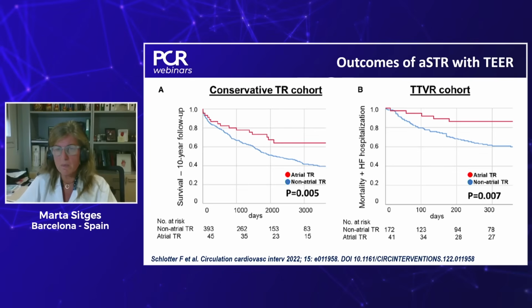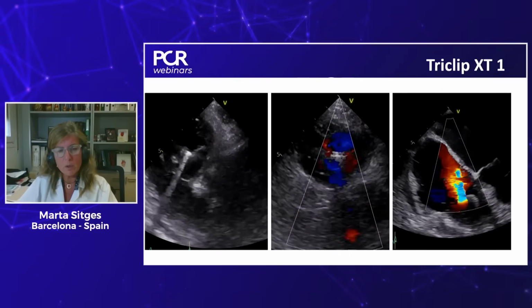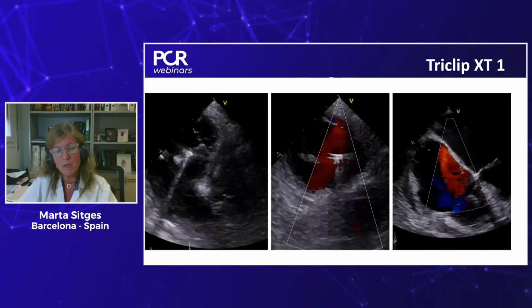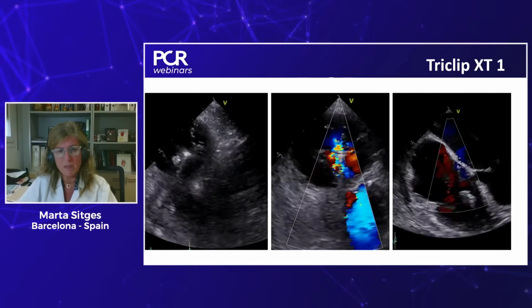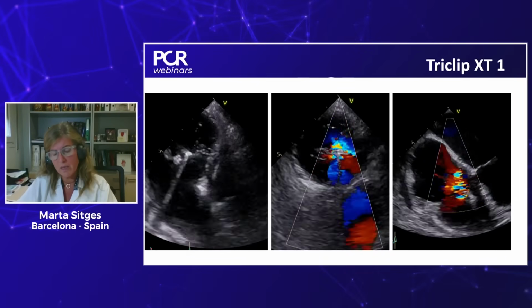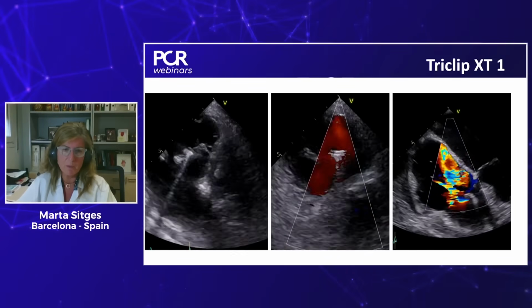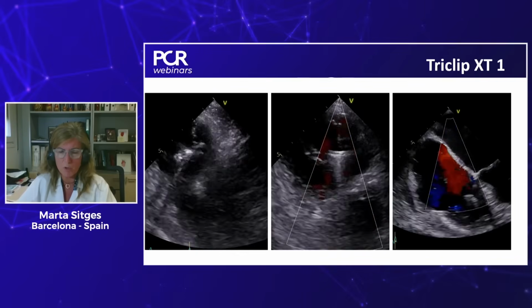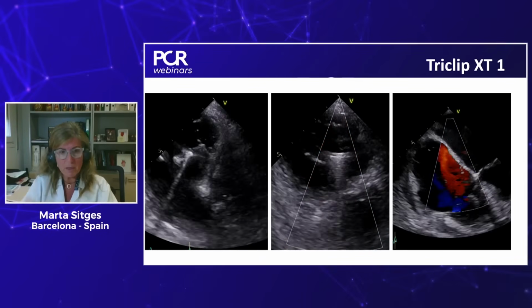In this case, this paper was related only to transcatheter H2H repair. So this is what we chose for this patient. We decided to undergo transcatheter H2H repair. In this case, we used a TriClip device, an XT size. So we started with a first clip, putting it between the septal and the anterior leaflets, close to the anteroseptal commissure to treat the initial part of the gap.